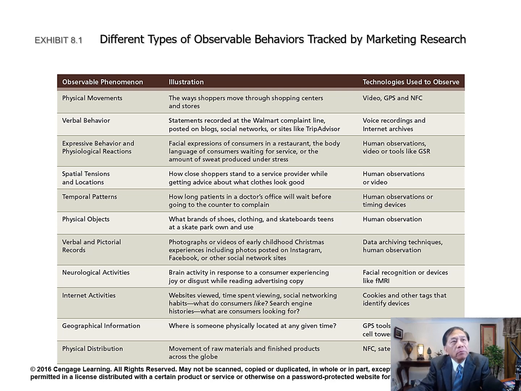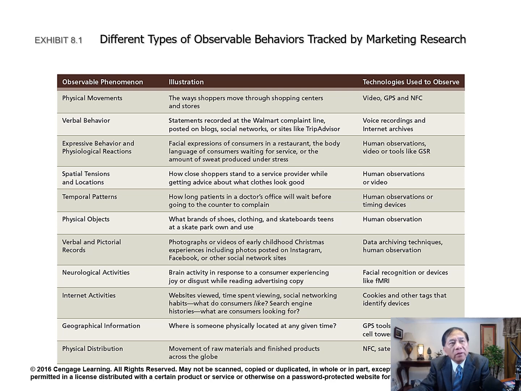For example, physical movements: the way shoppers move through shopping centers. We can use video, GPS, and NFC. NFC stands for Near Field Communication, like Bluetooth. Verbal behaviors, like a statement recorded at the Walmart complaint line, posted on blogs, social networks, and sites like TripAdvisor. And voice recordings, internet archives.